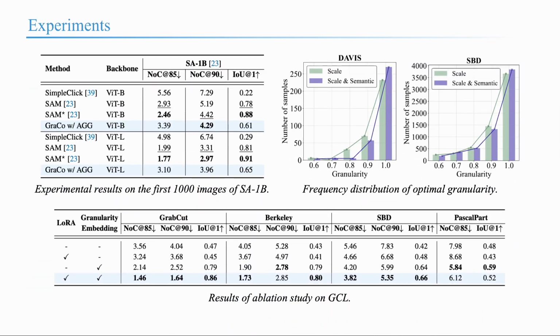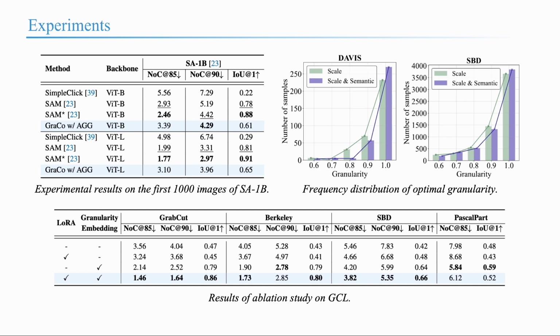We also evaluate the performance on SA1B. We conclude that simple click performs poorly on such a multigranularity benchmark, while SAM achieves excellent performance because it is a subset of its training set, which is in line with our expectations. Our GraCo achieves comparable NOC 90 metrics to SAM, while significantly outperforming simple click. This demonstrates the robust generalization and excellent performance of GraCo in multigranularity segmentation.